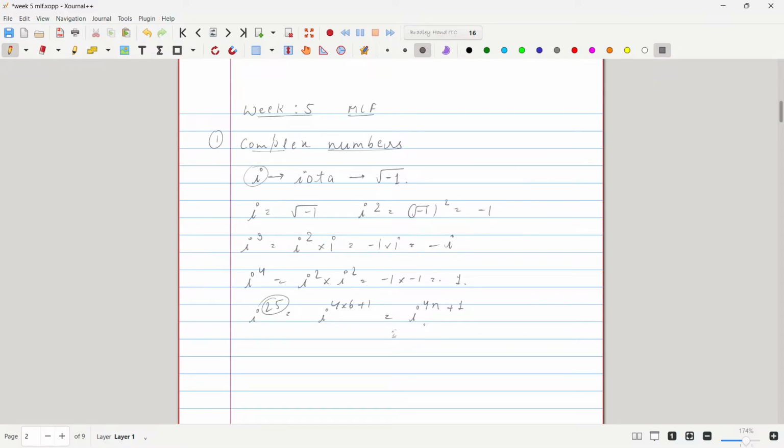Iota raised to the power 4 will be 1. Same, iota raised to the power 8 will be 1. Iota raised to the power 12 will be 1. Iota raised to the power 16, 20 and 24 will also be 1. Here we need to find iota raised to the power 25. So this can be written as 1 into iota, that will be iota.